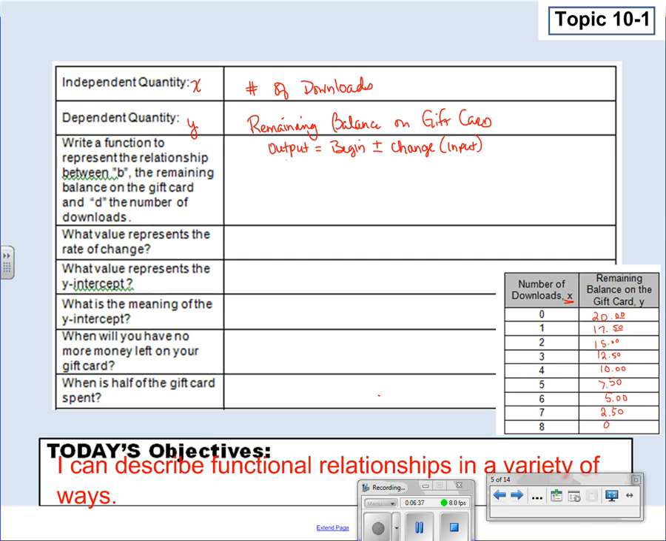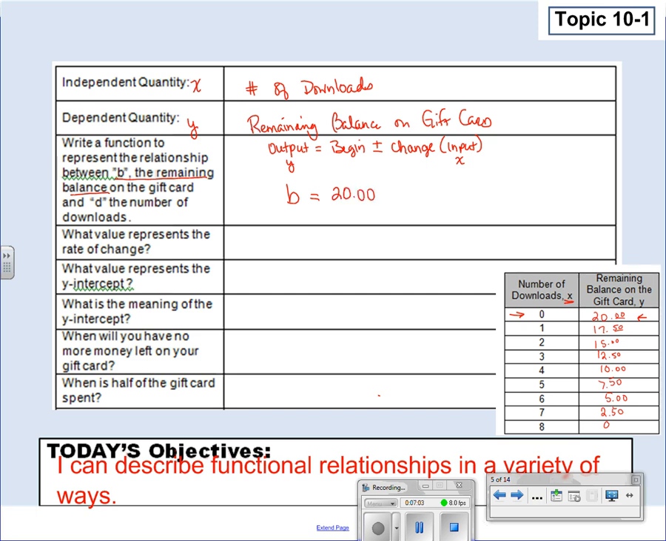Now our output is represented by y and our input is represented by x if I'm given a table. So let's look. Our output, or our y, is the remaining balance of the gift card. It says let B represent the remaining balance of the gift card, so I'll put B equals. I need to know my beginning amount. My beginning amount is when I had no downloads going on. I started off with $20 on that gift card.